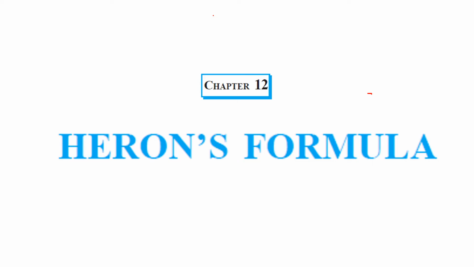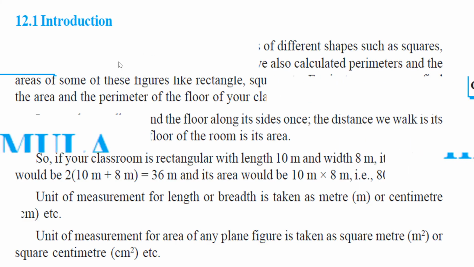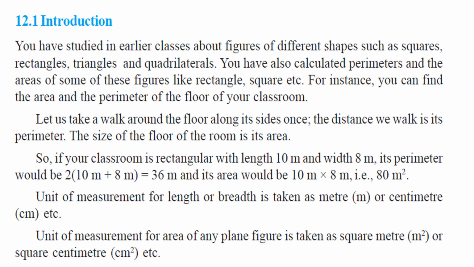We are looking at chapter number 12, Heron's formula. We have studied squares, rectangles, triangles and quadrilaterals, and we have also calculated the perimeters and areas of rectangle and square. For example, if you are in a classroom, you can easily find out the area and perimeter.